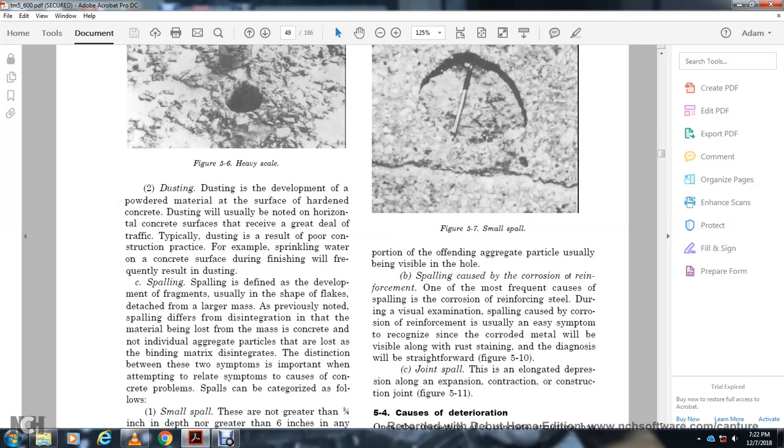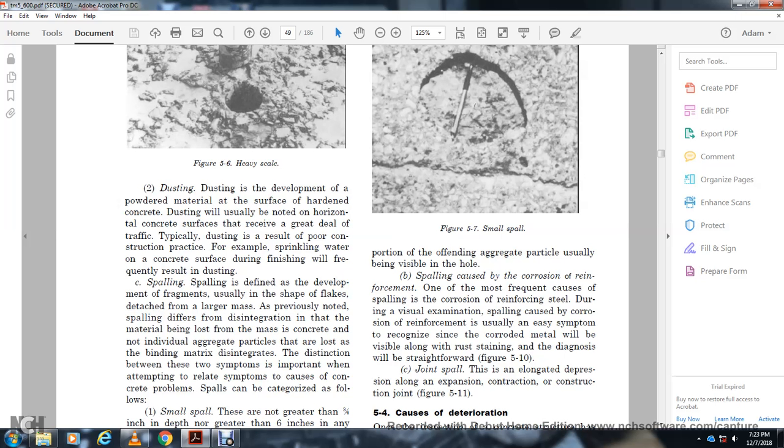Spalling caused by the corrosion of the reinforcement. One of the most frequent causes of spalling is the corrosion of the reinforcement during the visual examination. Spalling caused by the corrosion of the reinforcement is usually an easy system to recognize, since the corroded metal will be visible along with the rust stain. The diagnosis will be straightforward.